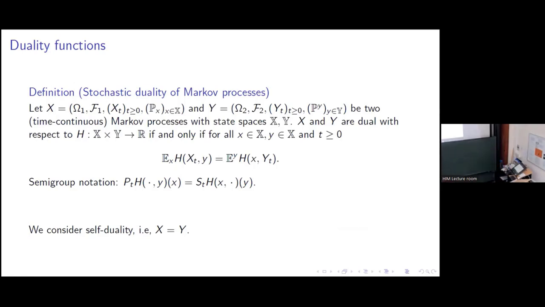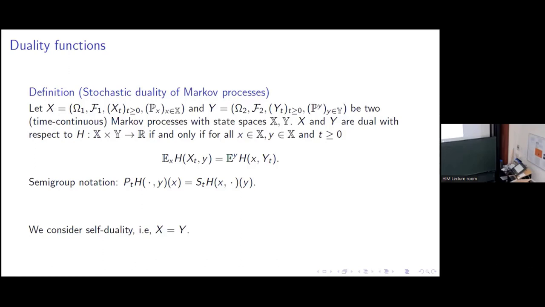So you see here, I just repeated it because it's the main ingredient of today. We have two Markov processes, I call them X and Y, and a function mapping elements x, y to R is called a duality function if that equation holds. On the one side, we fix x or we fix y and let X_t evolve. And on the other side, it's completely the other way around. And if that equation holds, then we say they are dual.